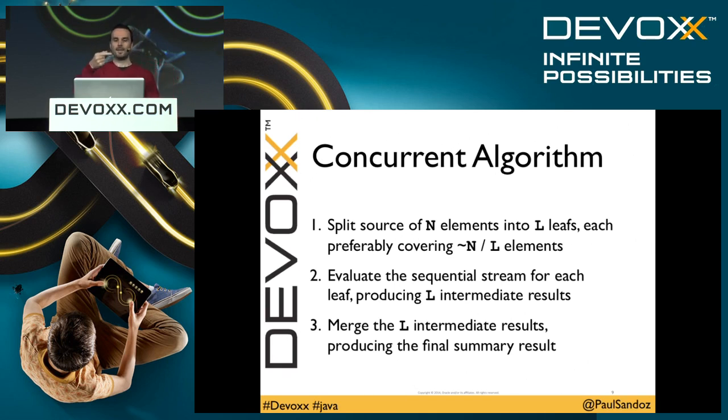Now that's easy to explain in sequential steps like this. The challenge is to do all this concurrently. So some things might be splitting, while some things might be evaluating sequentially, while other things might be merging results together. And that is the mechanism by which we do this. We use fork join underneath the covers and something called CountedCompleter tasks to track what's going on underneath the covers to do this all concurrently.